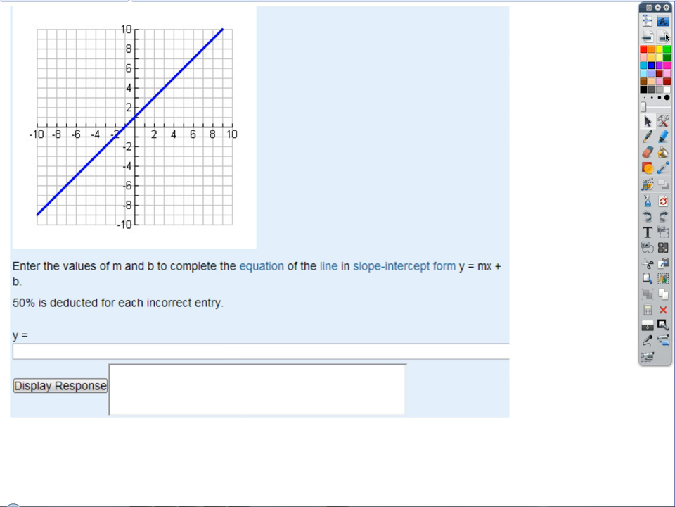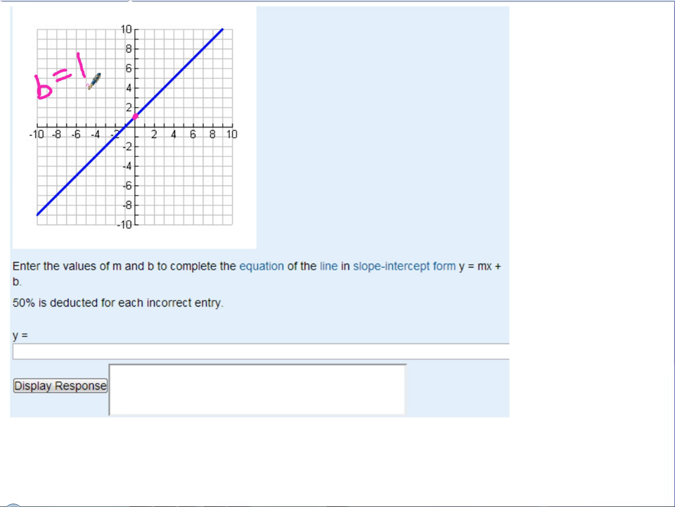Okay, what about this one? With these kinds, all you're going to do is extract the information from the graph and plug it in. We just need M and B, right? Now, lots of times this is a convenient one because we can see both M and B just by inspecting the graph. What's B this time? Yeah, it's crossing at 1, isn't it? So we can see right there, B equals 1.